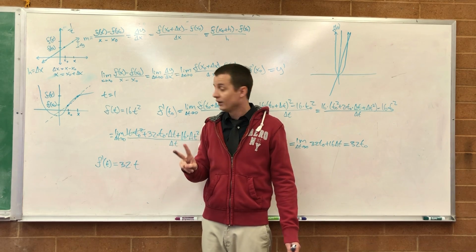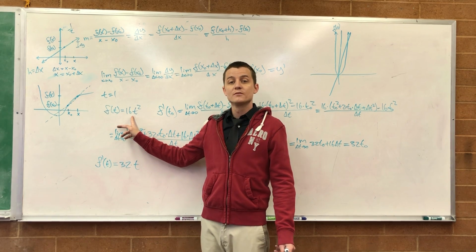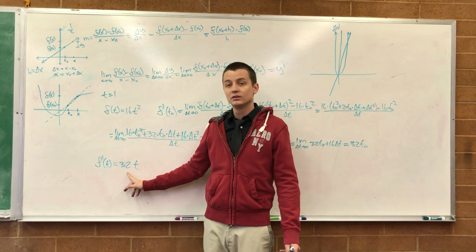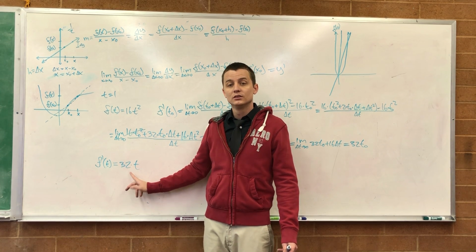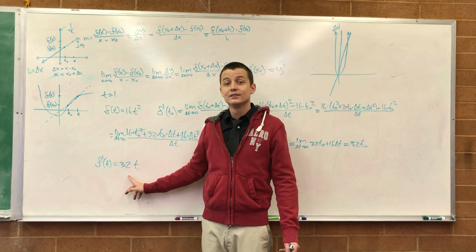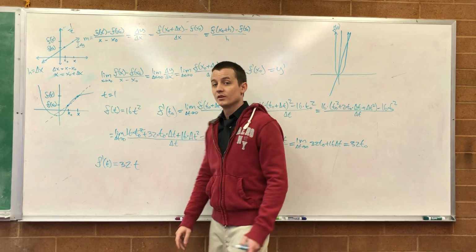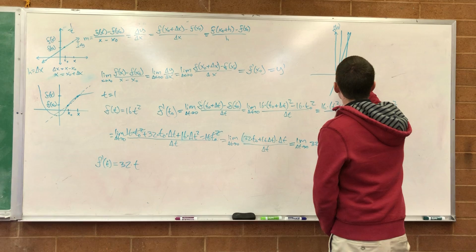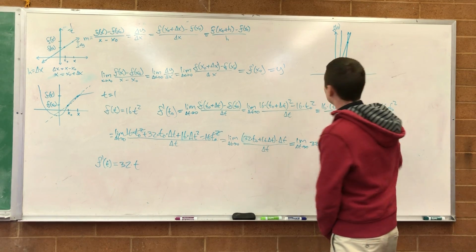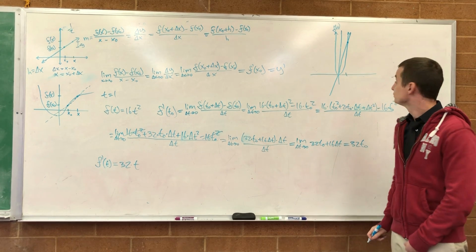After 2 seconds, how far has the object fallen? 64. What's its speed? 64. Okay. So at 2, this thing and this thing better intersect. Which it does.